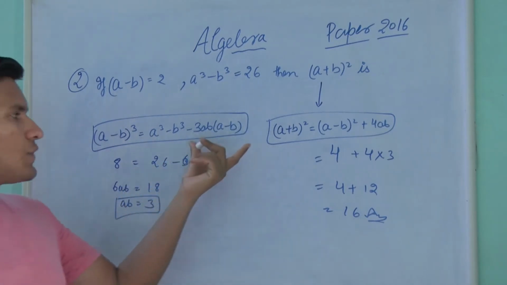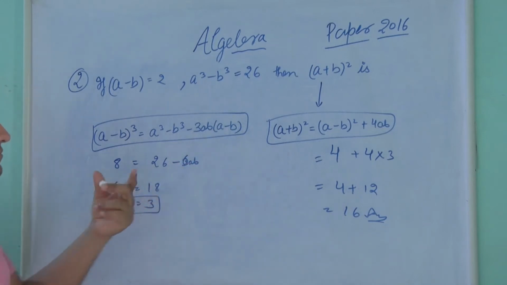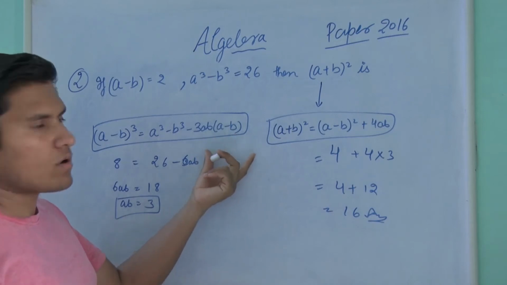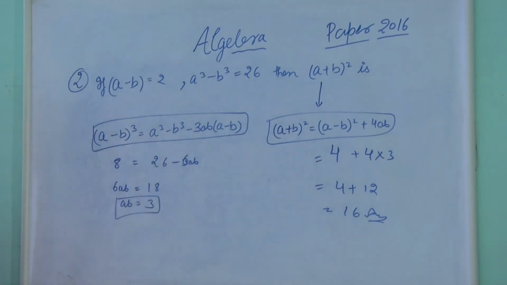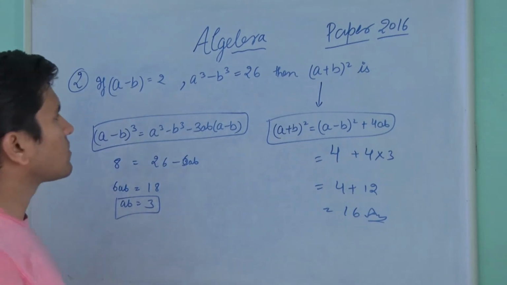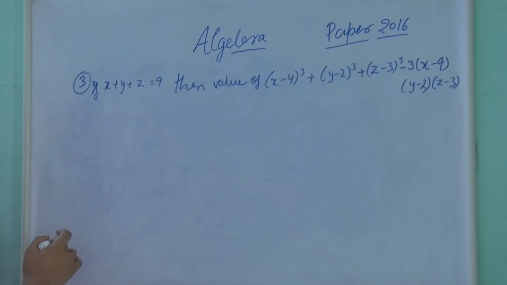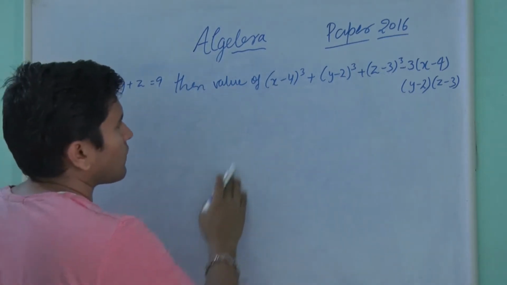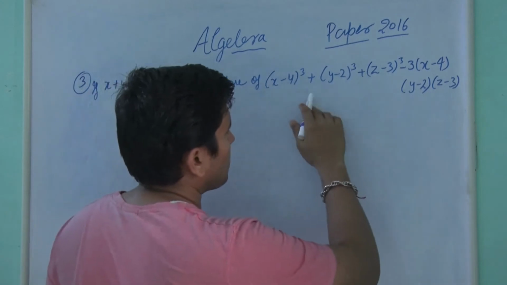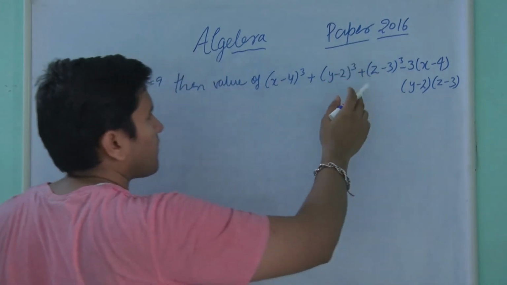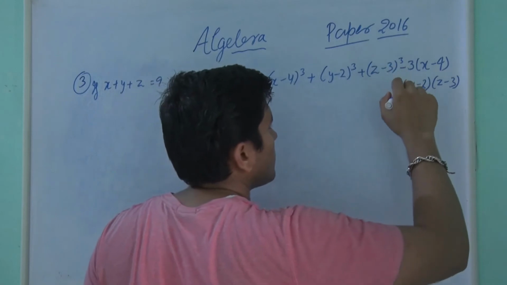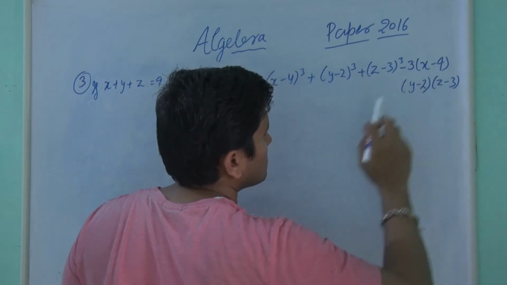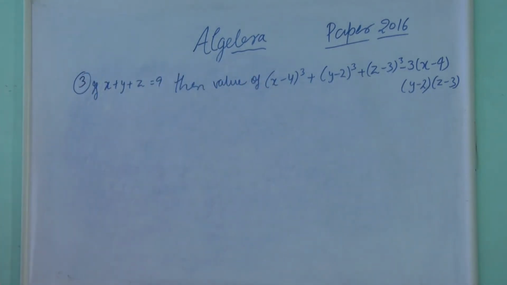Whoever wants to revise it, or has forgotten these identities, can have a look at our previous video. So now take question number 3. In this question, we are given x plus y plus z equals 9. Then we have to find the value of (x minus 4) cube plus (y minus 2) cube plus (z minus 3) cube minus 3(x minus 4)(y minus 2)(z minus 3).